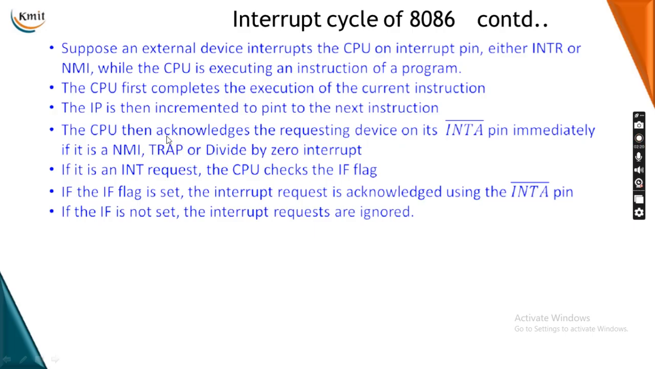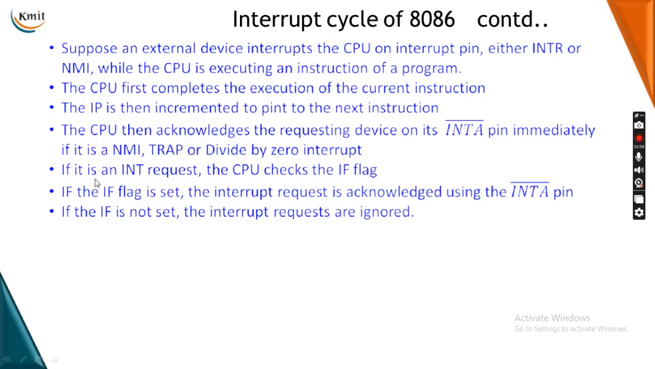The CPU then acknowledges the requesting device on its INTA bar pin immediately if it is an NMI, trap or divide by 0 interrupt. If it is an INT request, the CPU checks the IF flag. If the IF flag is set, the interrupt request is acknowledged using the INTA bar pin. If the IF is not set, the interrupt requests are ignored. So this is what the interrupt cycle follows.